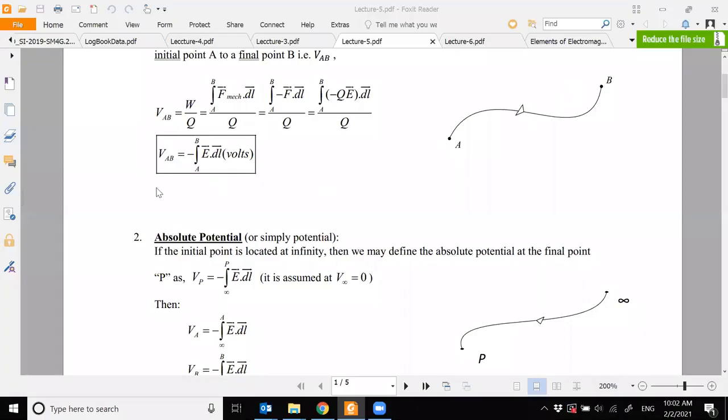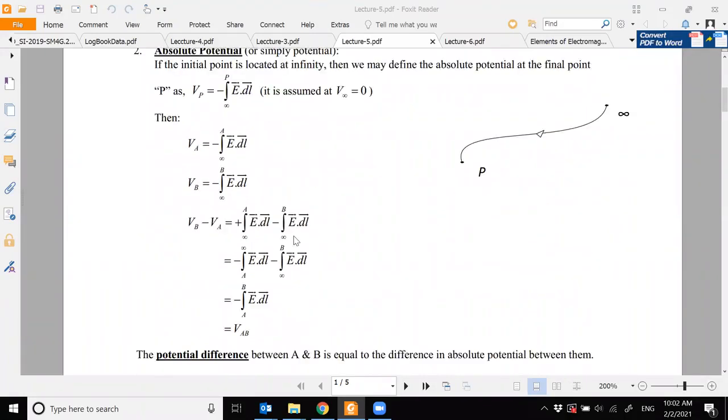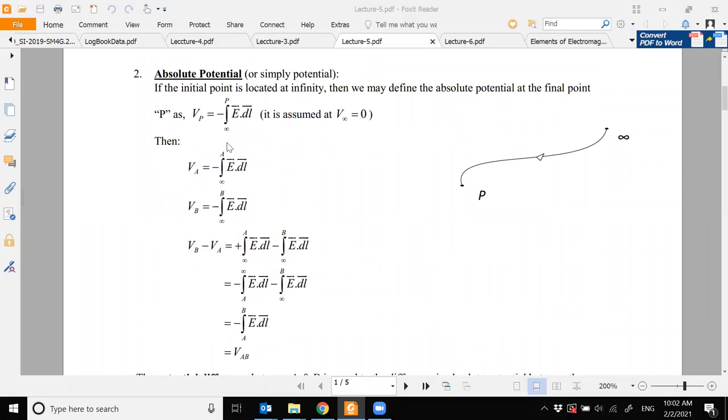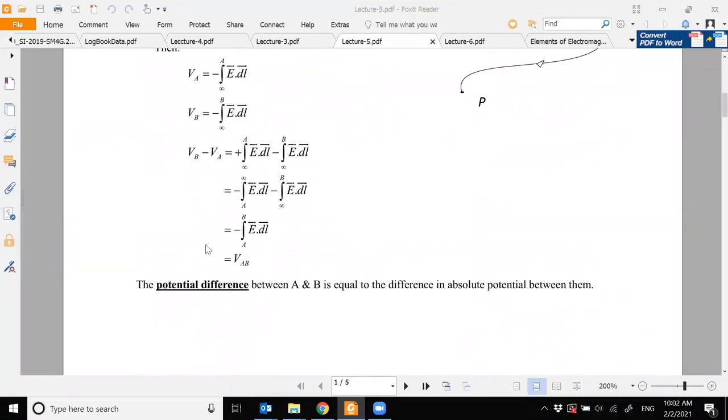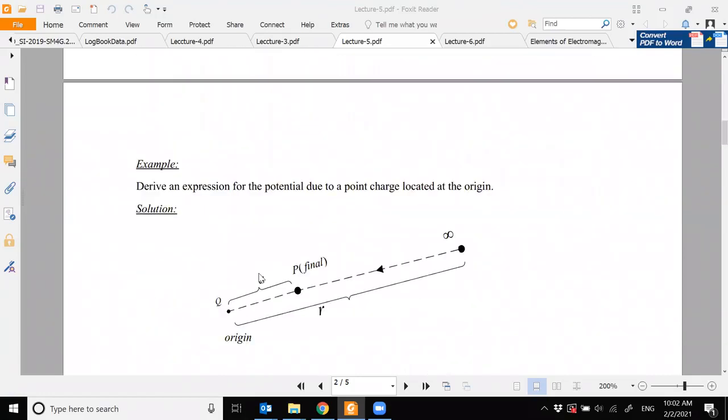At any two points, the potential difference V_AB is minus the integral from A to B of E bar dot dl. And for absolute potential, it is minus the integral from infinity to your observation point, your final point P, of E bar dot dl. And the relationship between them was V_AB is V_B minus V_A.